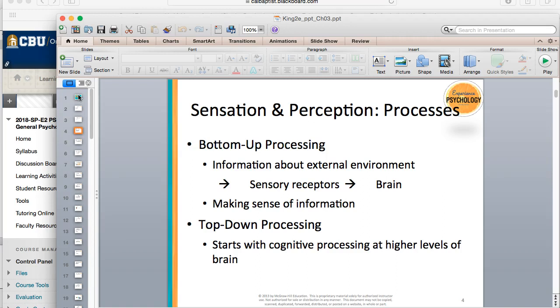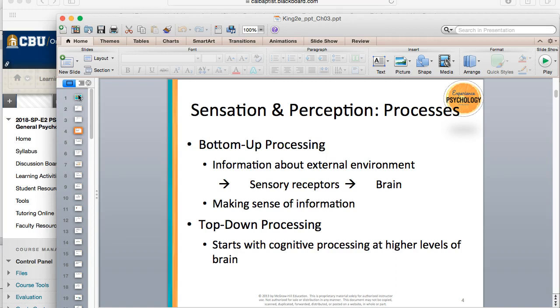So bottom up processing. It's information about the external environment, and it involves sensory receptors that lead to the brain. And this helps make sense of information. This is a process where, whenever you are experiencing something traumatic, this is how your brain makes sense of what just happened to you. And then, like it says, bottom up, and then top down processing.